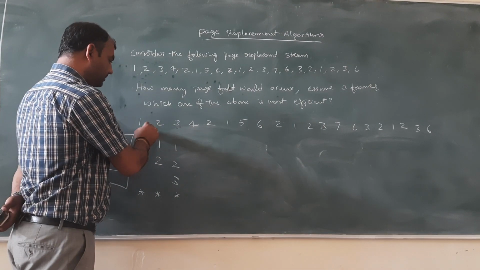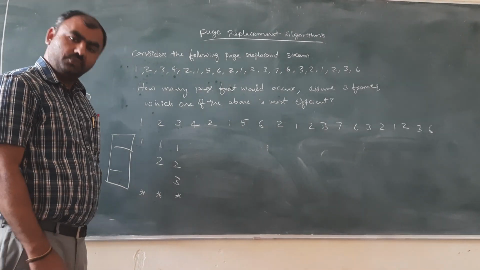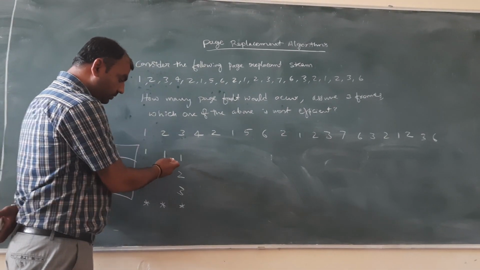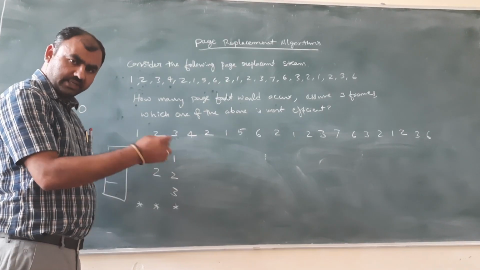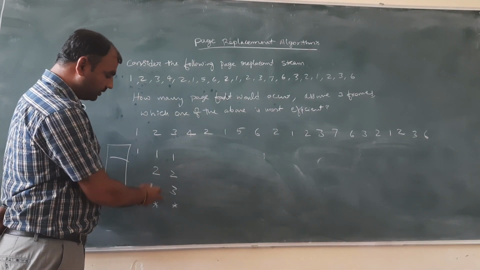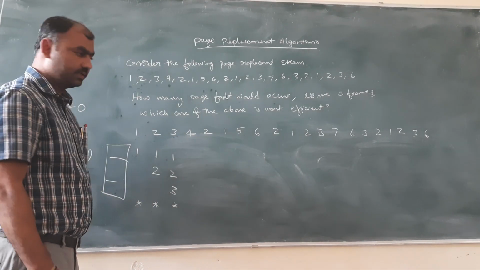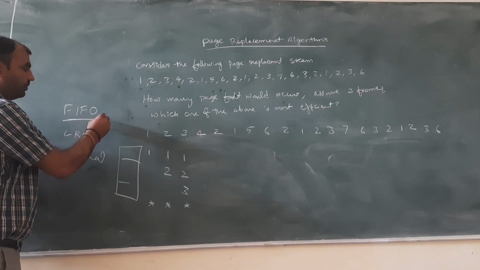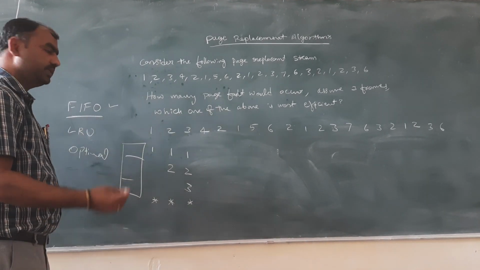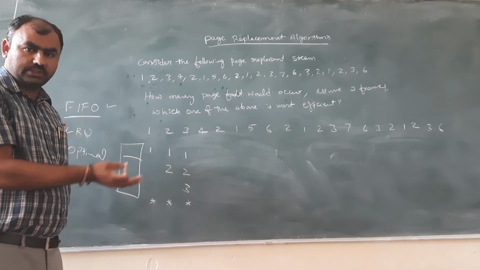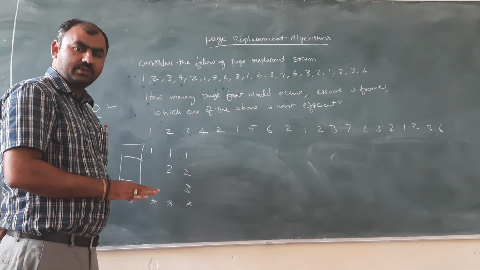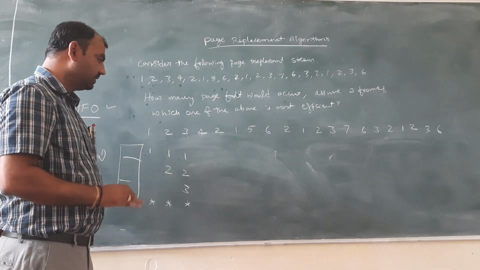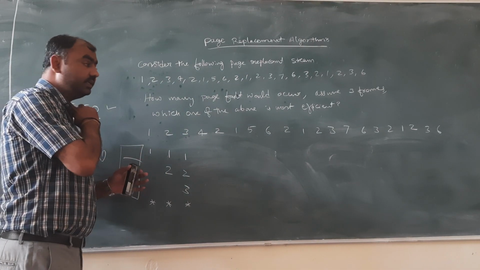Then the CPU is referring for 4. Is 4 there here? No, not there, right? So we need to load that one. To load that one, which one to replace first? According to FIFO page replacement, whichever comes first in, first out, right? Whichever comes first, you replace that one with the new one.